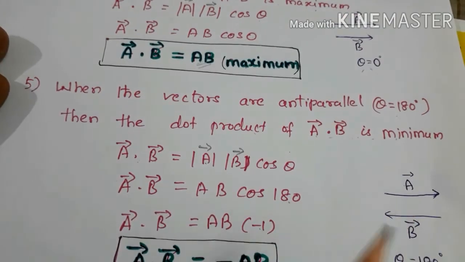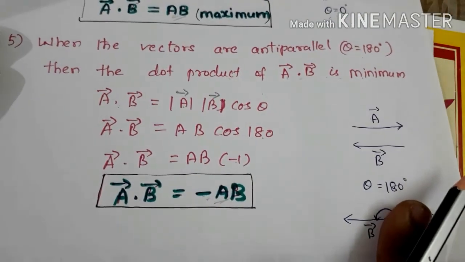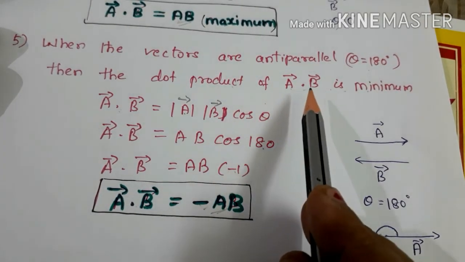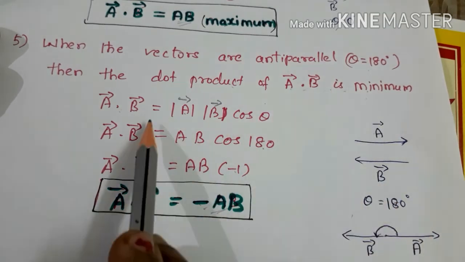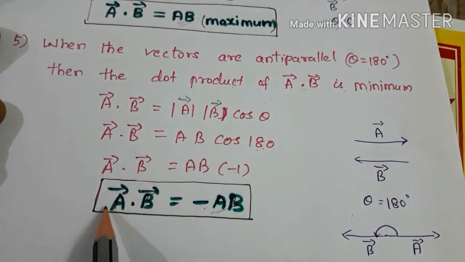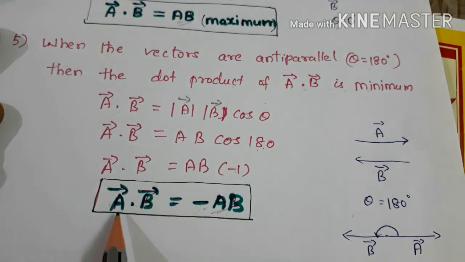So the fifth property: when the vectors are anti-parallel, when the vectors act in opposite direction, theta will be 180 degree and the dot product of A vector dot B vector will be minimum. Now you substitute in this general formula, you will get cos 180 is minus 1. So A vector dot B vector is equal to minus AB. Okay. So for anti-parallel vectors, A vector dot B vector is minus AB.